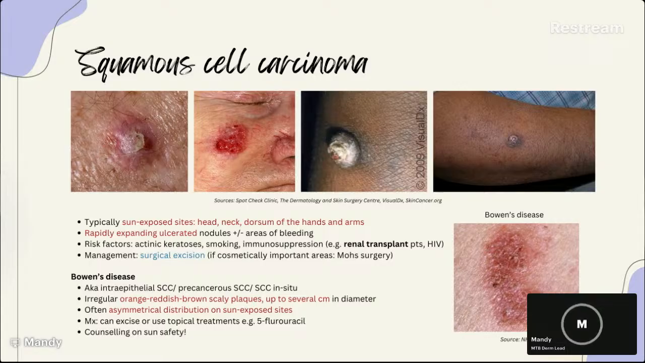So these lesions for Bowen's disease are irregular, orange, reddish, brown, scaly plaques, and they can be up to several centimeters in diameter. And they're often asymmetrically distributed on sun-exposed sites. In terms of management, you can excise or you can use topical treatments such as 5-FU cream or 5-fluorouracil. And the overarching importance with not only BCCs and SCCs, but skin cancers in general, of course, would be counselling on sun safety, so SPF 50, and just making sure that they are aware of measures to take in terms of protecting themselves and their skin from the sun.